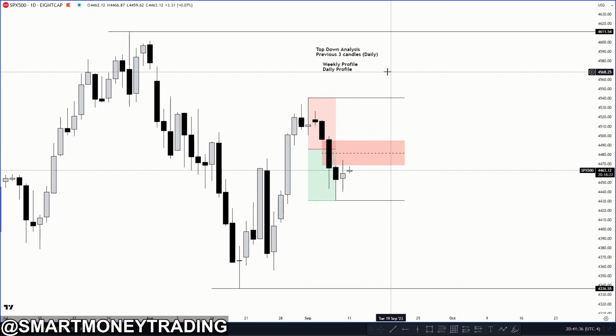Whenever you have your weekly profile and you're using ICT concepts, he always talks about how the high of day can be created during London, or the low of day can be created during London, depending on if you're bullish or you're bearish. And then same thing for the weekly profile. You're creating the higher low on Tuesday, and then the higher low on Thursday, depending on what order flow you're having.